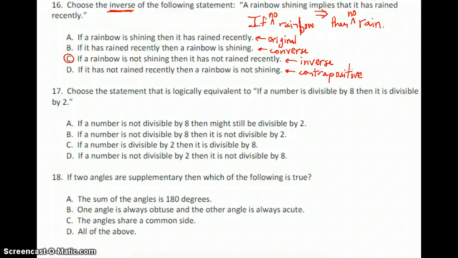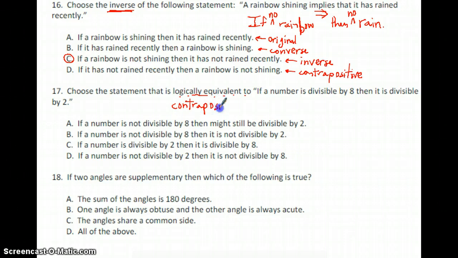Be careful. Okay. Choose a statement logically equivalent to... Okay, remember what that means. Logically equivalent to, that's the thing that's going to get people on this. That means we're talking like original and contrapositive are logically equivalent, and converse and inverse are logically equivalent. I highlighted that a couple pages ago. If a number is divisible by 8, then it's divisible by 2. So when I'm thinking logically equivalent, I'm not even looking at these yet, I'm thinking, okay, let's look for the contrapositive.